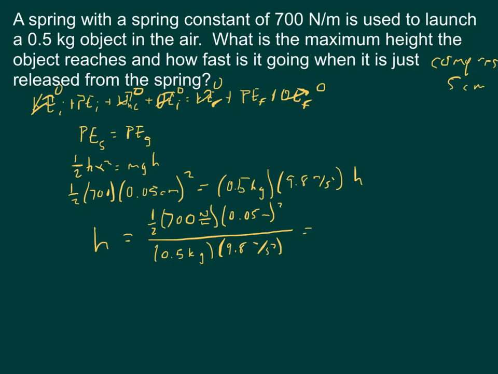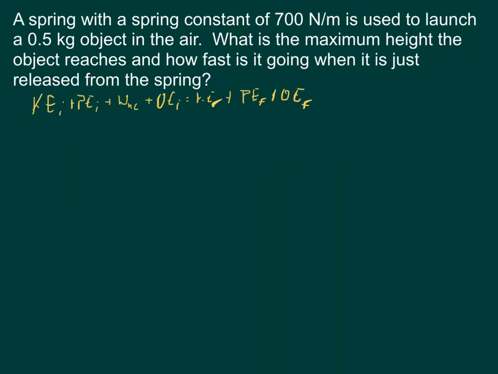If we put that into our calculator and solve, we get 0.18 meters. So this is going to launch our half-kilogram object about 18 centimeters into the air. So we'll erase that and talk about the second part of the problem, how fast we're going when it is just released from the spring. For that I'm going to draw just a quick little picture here.